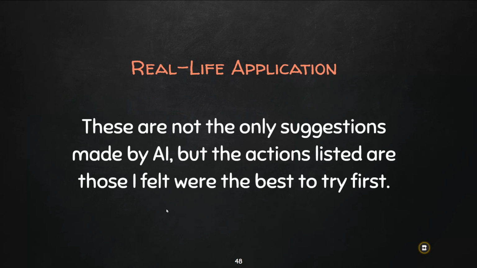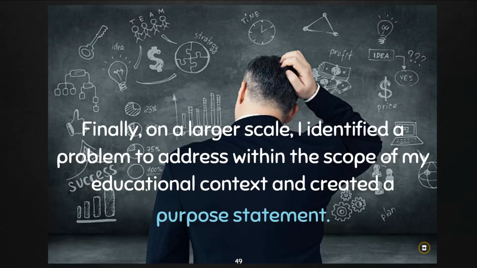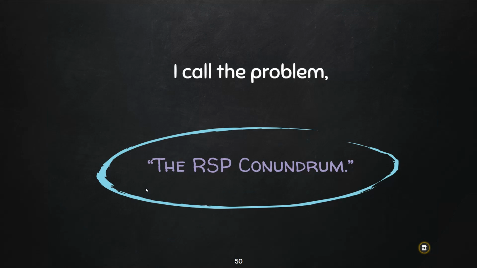The integration of AI and reflective practice provided more ideas and options for reframing, correcting, and improving my teaching practice. I chose the solutions to try based on classroom dynamics, personality, and current teaching style. Finally, on a larger scale, I identified a problem to address within the scope of my educational context and created a purpose statement. I called the problem the RSP conundrum.